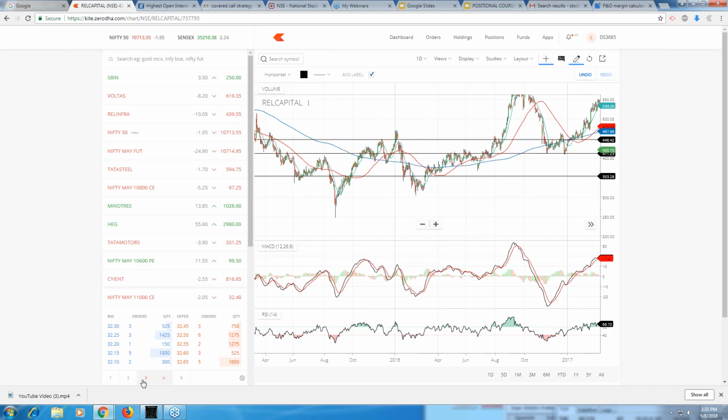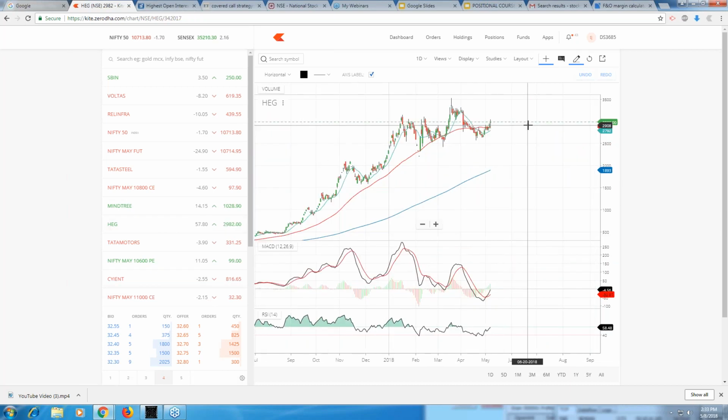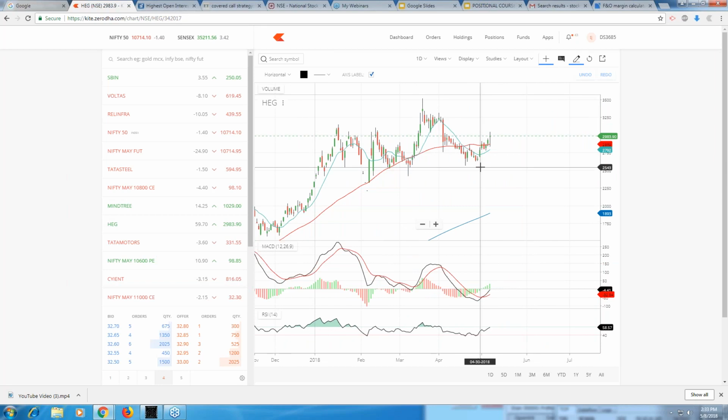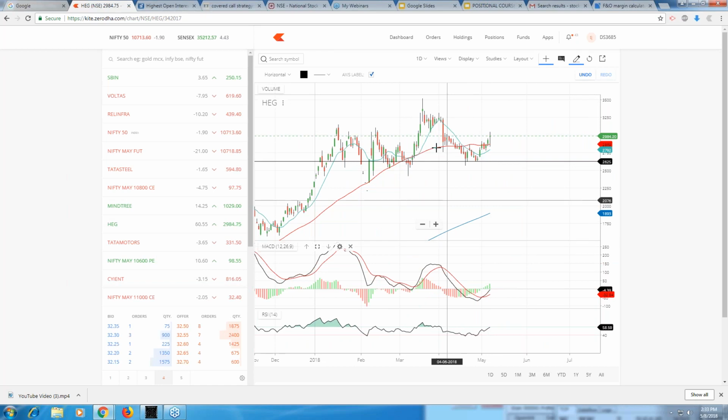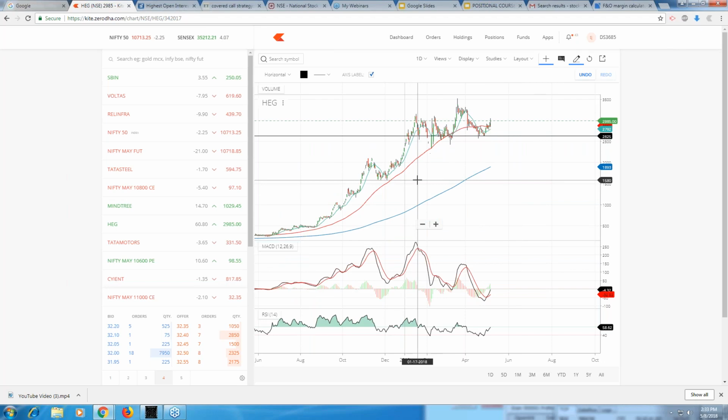Let me take up some other example. Maybe I'm trading right now in HEG. Let me show you what's happening in this. Now let's see what are its support levels. So this is one support level that I can see here, which is 2625. 2625 is a very, very good support level. Then you can see another good support level is here, which is 1580.